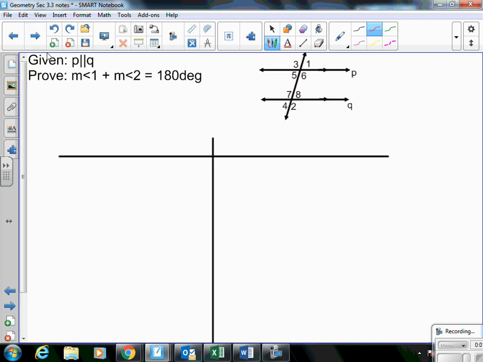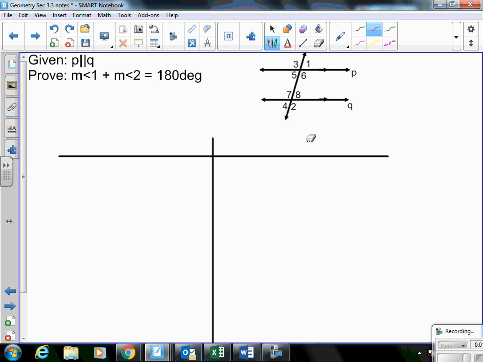All right, so now let's do a little proof here. Given, anybody know what the given says there? What that symbol means? Parallel. So P is parallel to Q, or line P is parallel to line Q. And then we want to prove that the measure of angle 1 plus the measure of angle 2 equals 180 degrees. Which will be fun because it tells us the number of the angle, but it doesn't give us a measure for any of the angles.